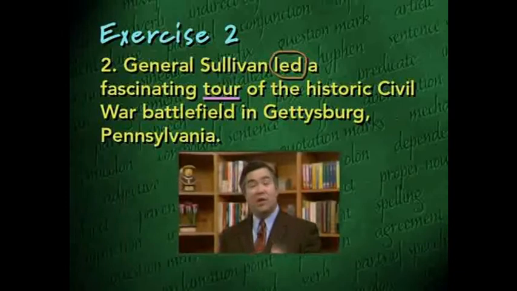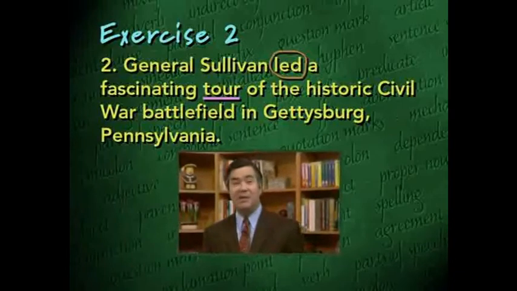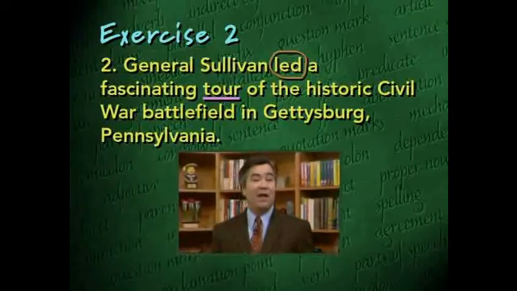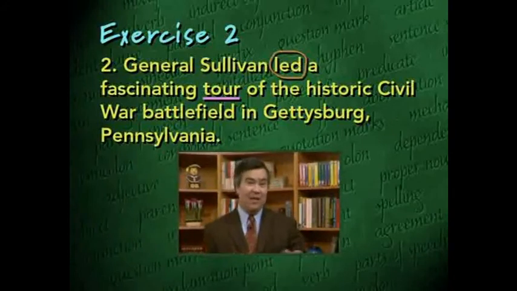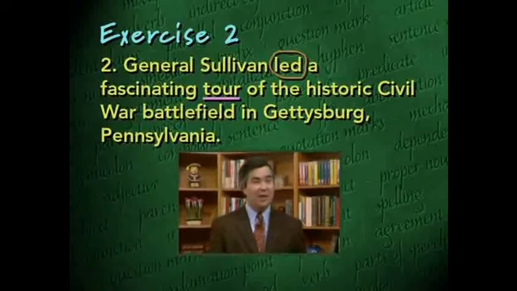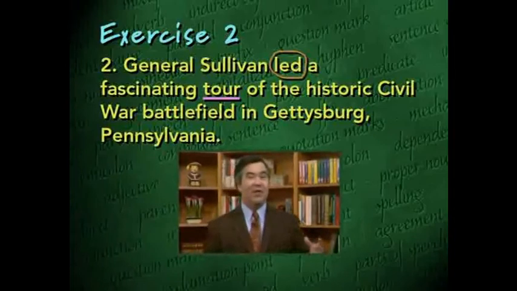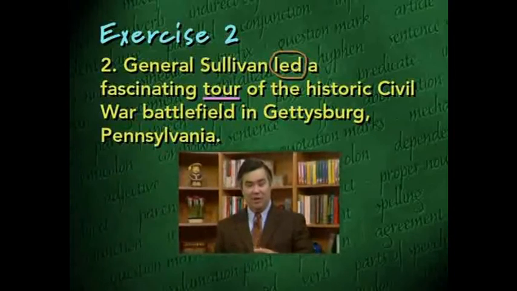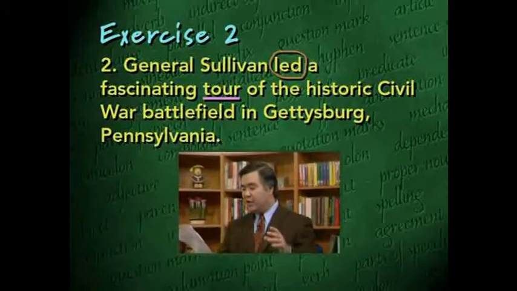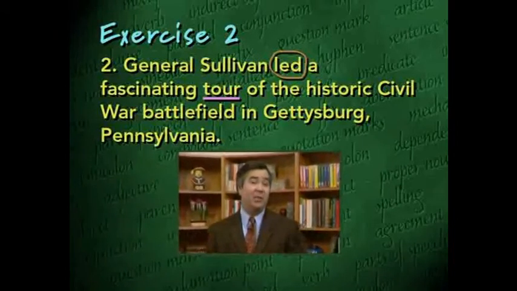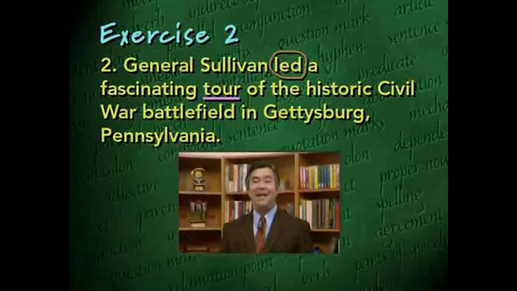One tip when you're looking for the direct object of a verb is that the direct object will never be found in a prepositional phrase. The prepositional phrase may give more information about the object, but the prepositional phrase will never contain the object of the verb. That's how we know that those words, of the historic Civil War battlefield in Gettysburg, Pennsylvania, don't contain the direct object. The direct object is the word tour.